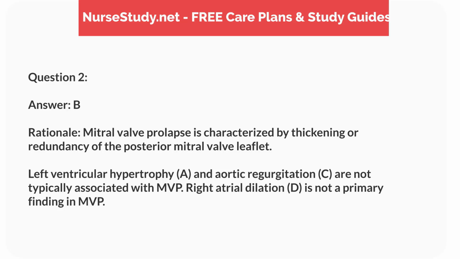Rationale: mitral valve prolapse is characterized by thickening or redundancy of the posterior mitral valve leaflet. Left ventricular hypertrophy, A, and aortic regurgitation, C, are not typically associated with MVP. Right atrial dilation, D, is not a primary finding in MVP.